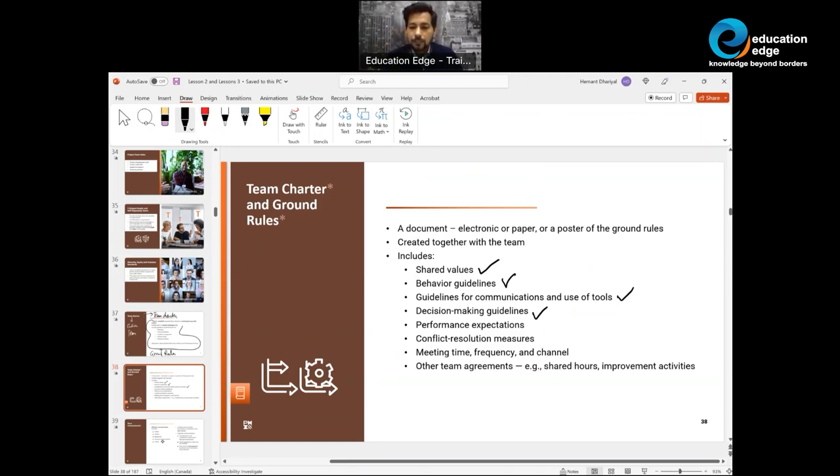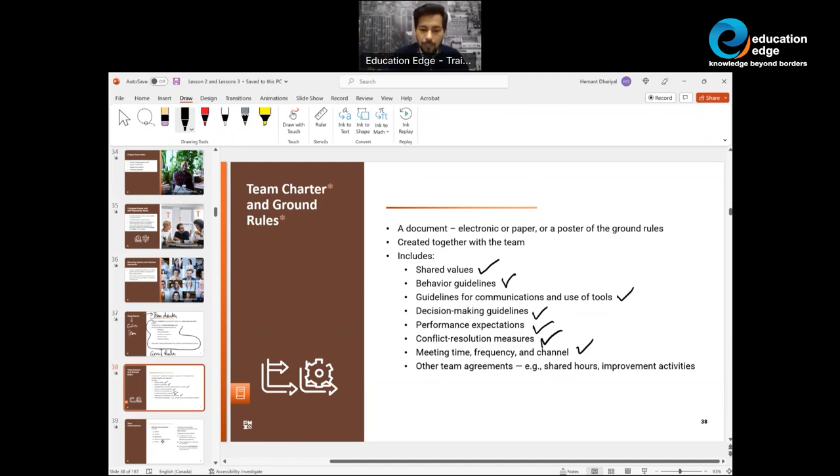Decision-making guideline, performance expectations, conflict resolution methods. When are we going to meet? What will be the timing of the meeting? What channel will be used for meeting? It could be co-located meeting. It could be virtually co-located. What will be the frequency of a meeting? It could be bi-weekly, weekly, monthly, quarterly, and other team agreements on hours of working and some improvement activities.